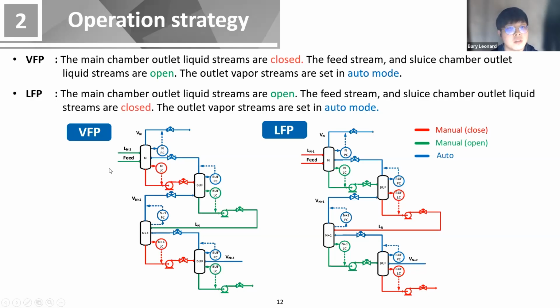And we can also see that the feed is open during VFP. And then during the LFP, the feed will be closed. Actually, the vapor flow from the reboiler will be closed, but we still set the vapor flow on each stage to be auto. And the liquid flow from the main chamber will be open to let the liquid flow down to the buffer, and the liquid from the buffer will be stopped.